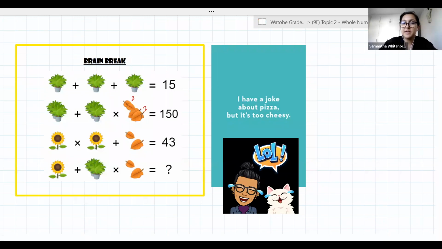Okay, if we're struggling a bit, Eddie, do you want to help us out with the first one? Yes, ma'am. Okay. So it's going to be 5 for them. Perfect. So 5 plus 5 plus 5 gives us 15. So guys, 1 pot plant is equal to 5. And I'm making very clear it's 1.